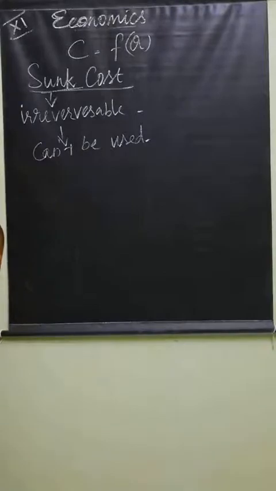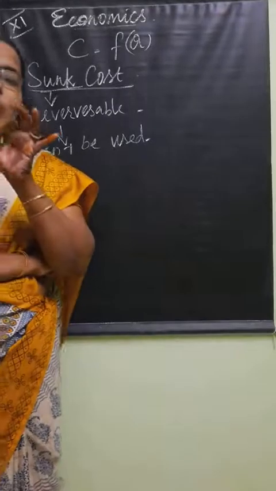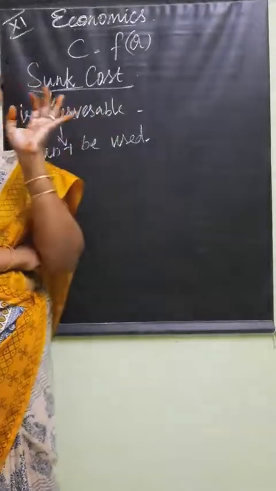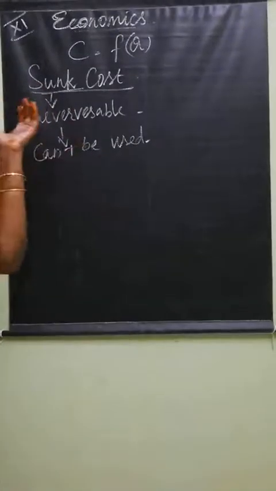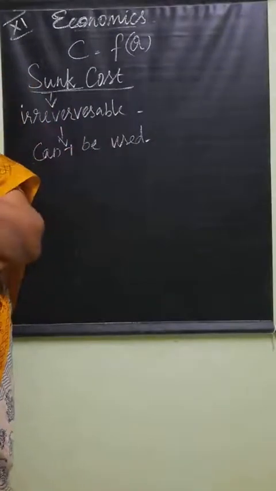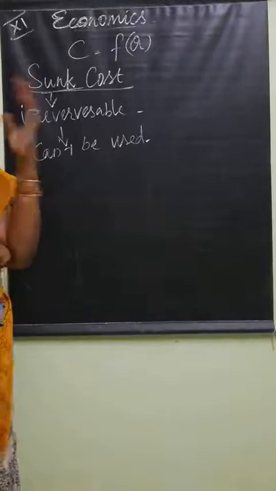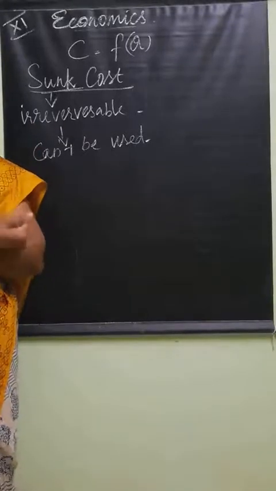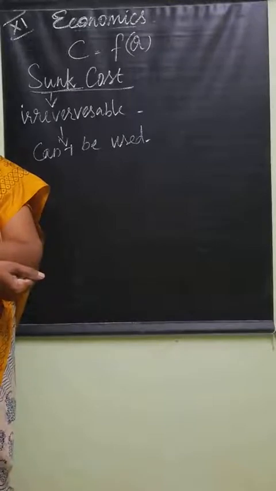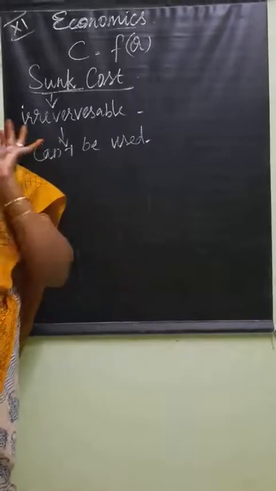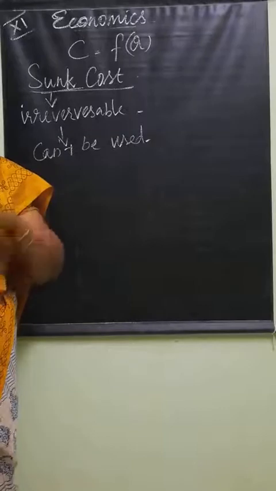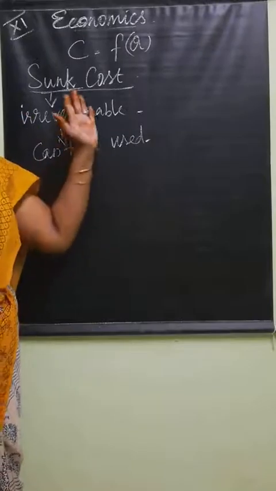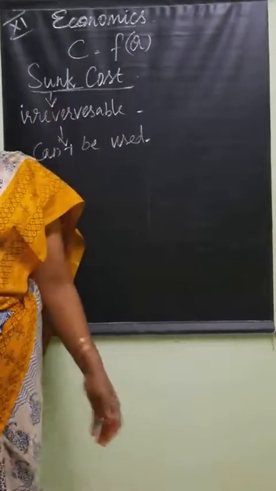So the amount spent for these items, whiteboard, tripod stand, and also the chart, even the piece of chalk we purchased, won't be used if the school starts, isn't it? So the expenses spent on these are called sunk cost.